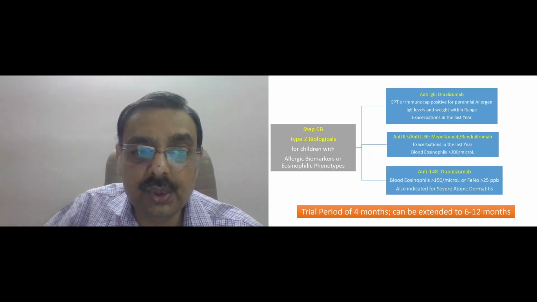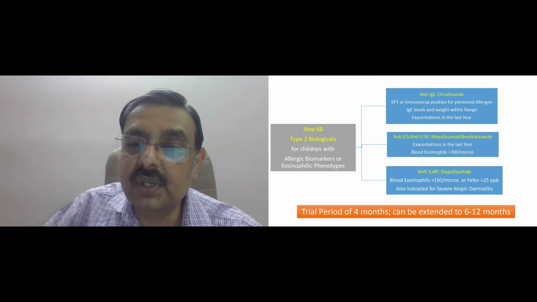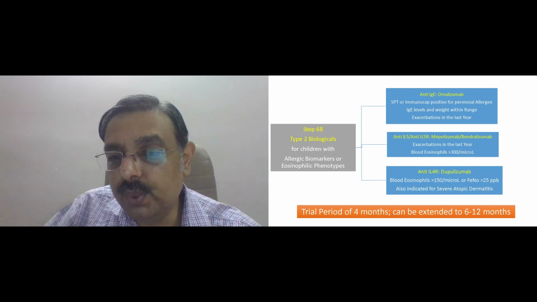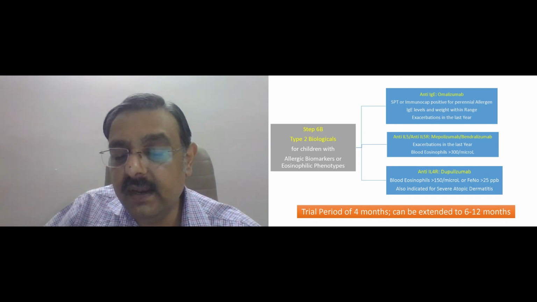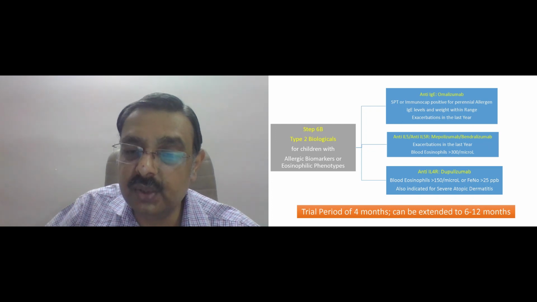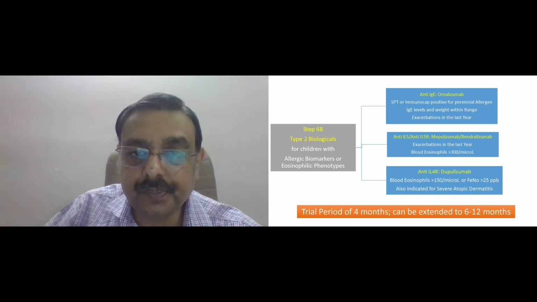Step 6B is to use biologicals. You can consider using omalizumab. You can consider using mepolizumab, especially in children who have eosinophilic asthma. And the other option is to use dupilumab, where it is eosinophilic, and especially if they have an associated atopic dermatitis.